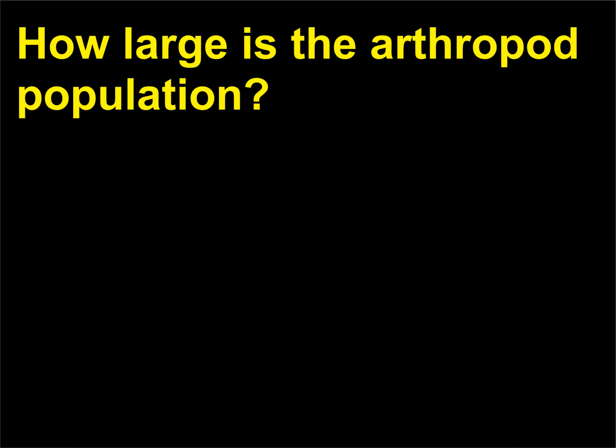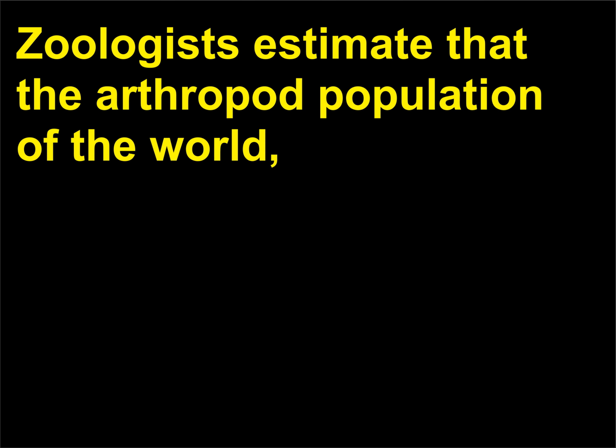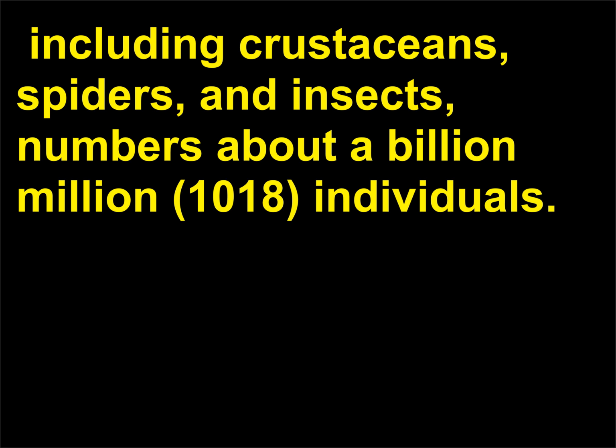How large is the arthropod population? Zoologists estimate that the arthropod population of the world, including crustaceans, spiders, and insects, numbers about 1,018,000 individuals.